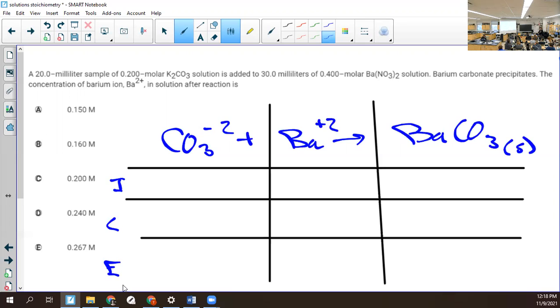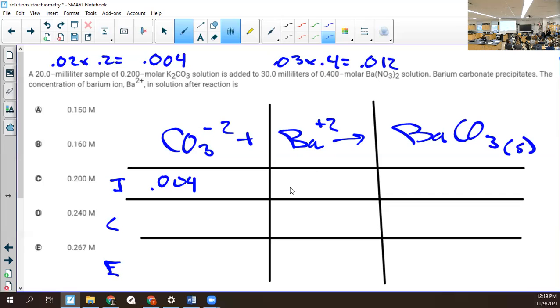You okay with that? So what's my initial carbonate? I look over here and I have 0.02 times 0.2, which is 0.004. Is that right? Okay, and there's only 1 carbonate per potassium carbonate, so carbonate's initial is 0.004. Barium's initial is 0.03 times 0.4, and that's 0.012. You okay with that?